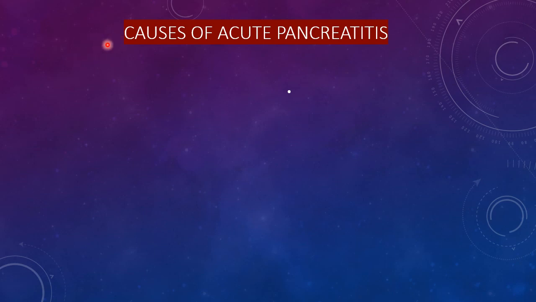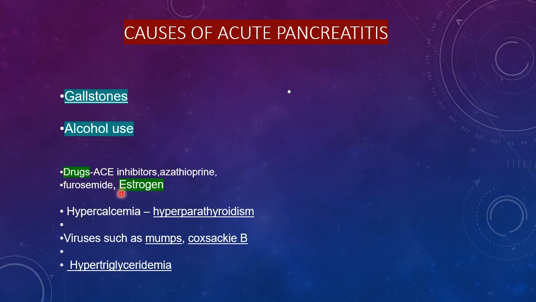Now we come to the causes of acute pancreatitis. The two most common causes are gallstones and alcohol use. Among the two, gallstone is the most common cause of obstruction leading to acute pancreatitis. In fact, together they contribute as high as 70 to 80% of the cases of acute pancreatitis. The other causes are drugs such as ACE inhibitors, azathioprine and furosemide, including estrogen, which are commonly established causes of acute pancreatitis.